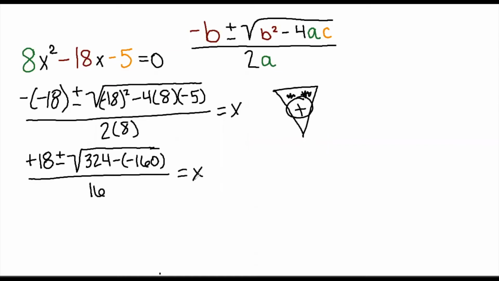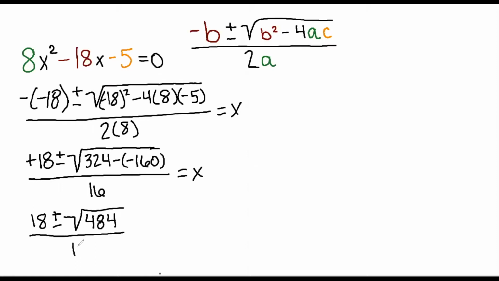Okay, I'm going to erase our little Pizza Pete buddy here. So 18 plus or minus the square root of, so our total of 324 plus 160, because you have a negative and a negative, so that will become a positive, and that will be 484, all divided by your 16.